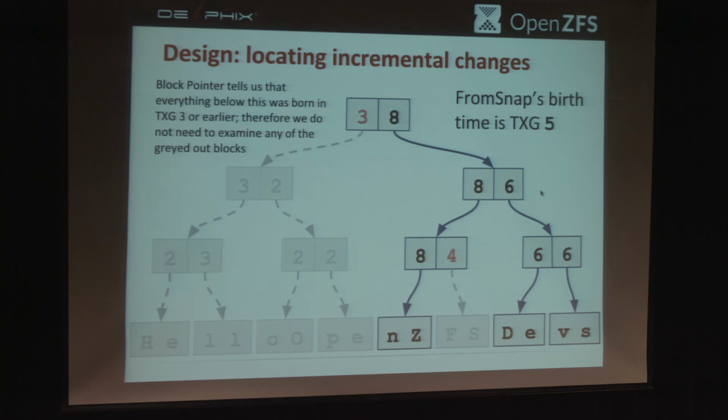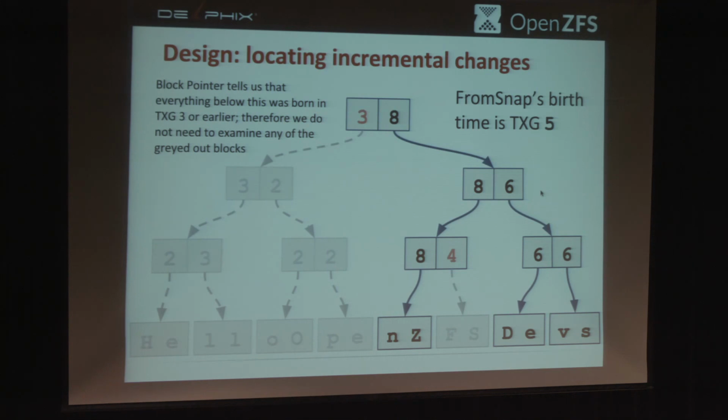Because of the copy on write nature of ZFS, we know automatically that everything below that block has not been written since transaction group 3, because otherwise that block would have had to be rewritten. So that means that we can drop that entire half of the tree without having to read any of that data, because we know we don't need to send it. So now we're going to go look at the next block pointer. That one was updated in transaction group 8. So there's data below it that we care about. So we're going to read in the next block.